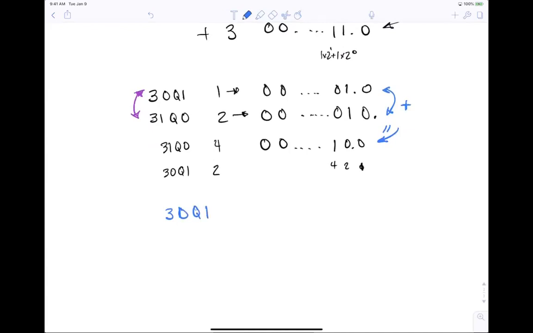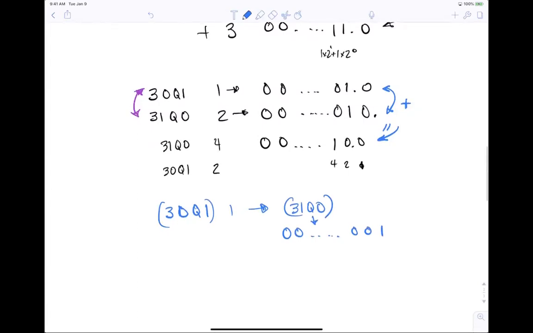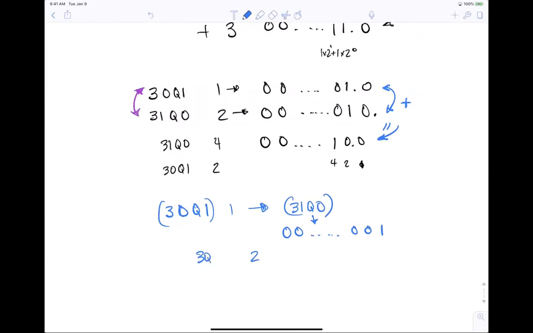30Q1 representation of 1 and cast it to a 31Q0 number. And so what that means is it's actually going to go ahead and shift this 30Q1 number to the right by one. And so 1 would then look like this, 00.00.001. So this is the 31Q0 representation of 1, and then this would be 30Q0 of 2. And this, of course, is from earlier. I'm just copying this down.